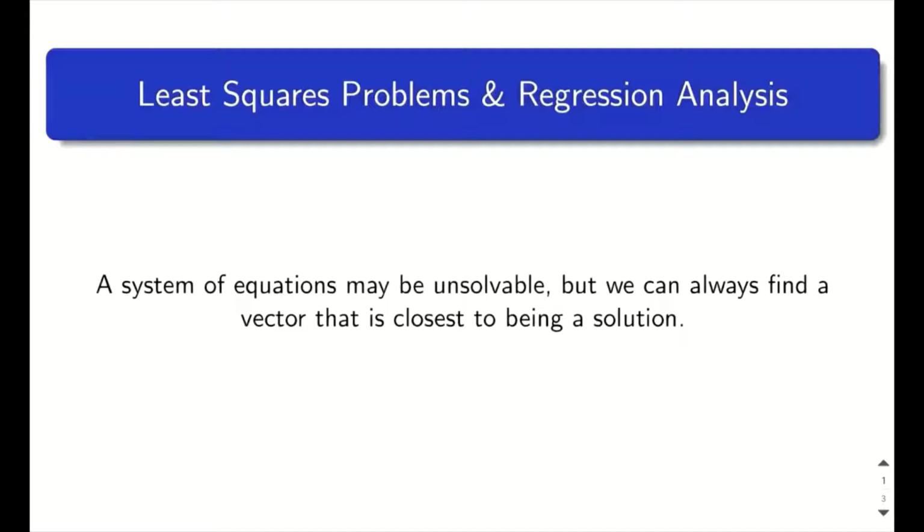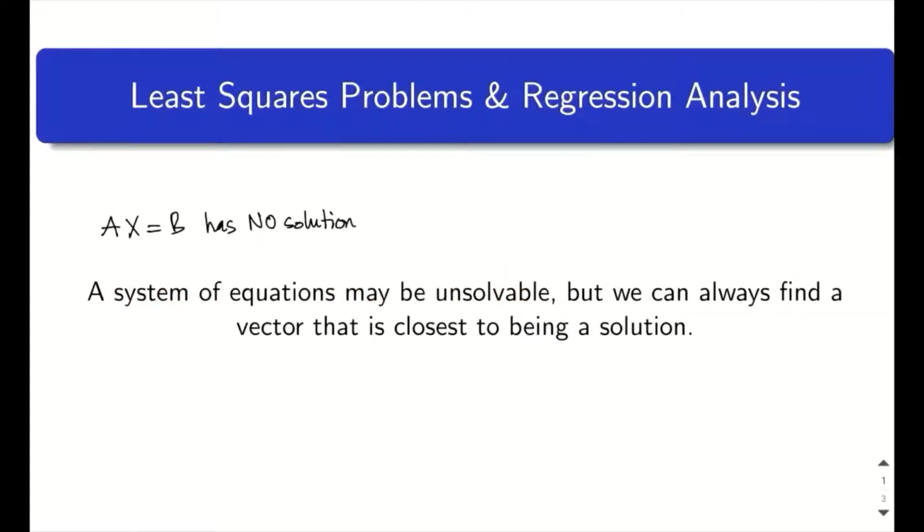Good morning, class. Today we are going to discuss least squares problems and regression analysis. A system of equations may be unsolvable. Although it has no solution, we can always find an x that is closest to an actual solution. What does it mean to be closest to an actual solution? That means that the difference between Ax and b is going to be minimized.